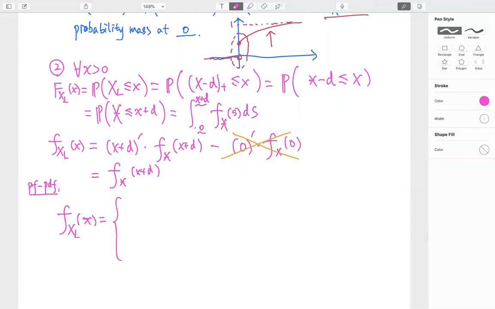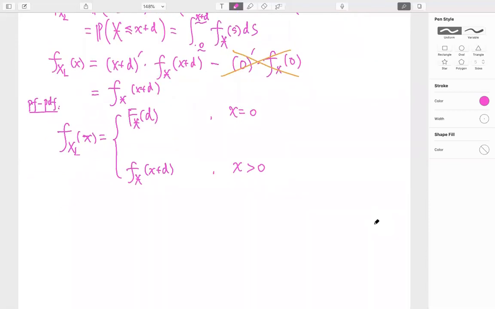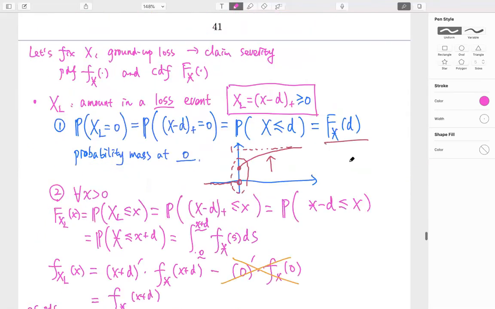Here is X equals 0. We already know this is F_X(d). And here is f_X(x + d), where x should be greater than 0. If you want, you can easily check this is indeed a mixed PF PDF, right? Because it is greater than 0, and the summation plus the integral is indeed 1. So that is the analysis for the first one.